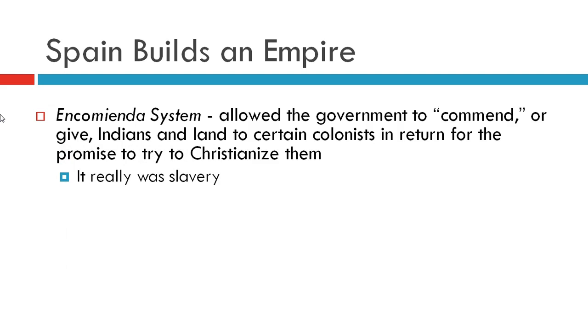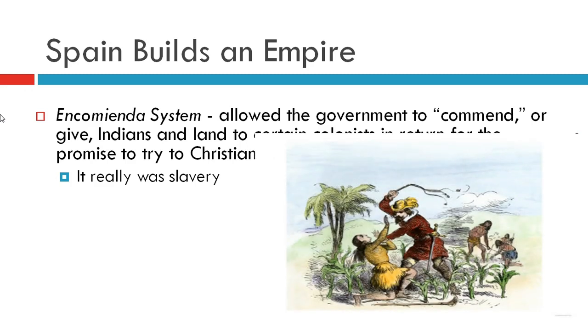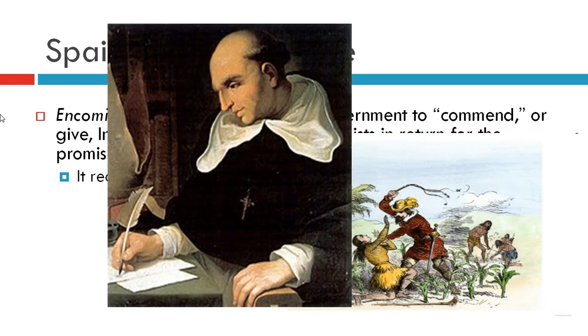The Spaniards used the encomienda system, and this is specifically referenced in the APUSH curriculum, so we're going to talk about this some more. It allowed the Spanish government to commend or give Indians and land to certain colonists in return for the promise that they would try to Christianize them. And in every sense, this was really just slavery by another name. This man here, Bartolome de las Casas, actually spoke out against the encomienda system and helped to encourage Spaniards to replace it altogether, but it would be replaced with African slavery.